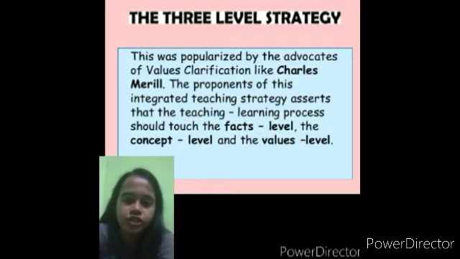As we use the integrative approach, we teach values, health, grammar, and math, all of which are parts and parcels of life, which is the only true curriculum. There is a three-level strategy that was popularized by the advocates of values clarification like Charles Merrill. The proponents of this integrative teaching strategy assert that the teaching-learning process should touch the facts level, the concept level, and the values level.